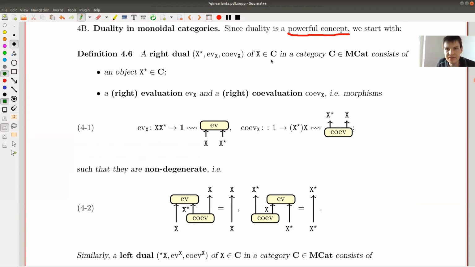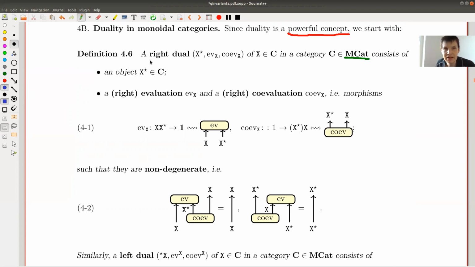So all you need is some monoidal category. Remember, MCAT was my notation for monoidal category. And as I said, there will be a right dual and a left dual. Again, at one point I will get rid of the ambiguity, and there will be just a dual. But for now, there is a right dual and a left dual.